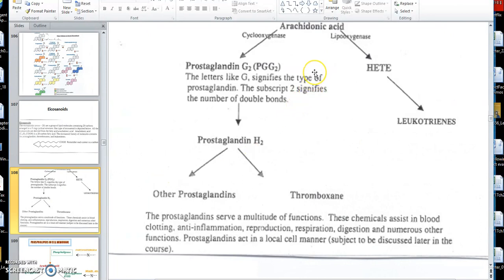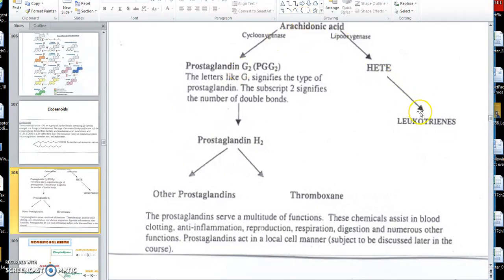Here's an enzyme pathway showing that arachidonic acid can be transformed enzymatically into an important thing called the prostaglandins. The prostaglandins are responsible for so many things, it's incredible. They're responsible for inflammation. They can also do anti-inflammation. They're also responsible in women for the menstrual cramps, and for childbirth as far as delivery.